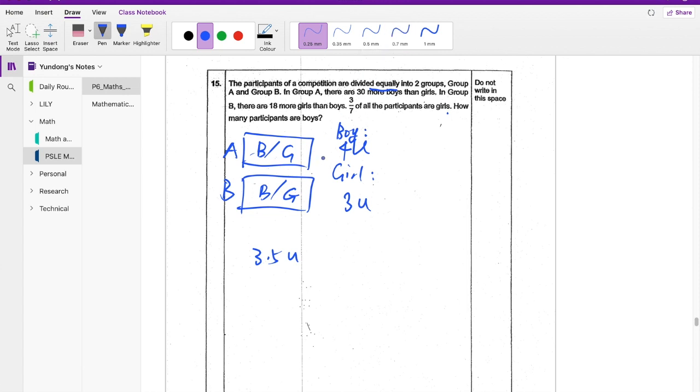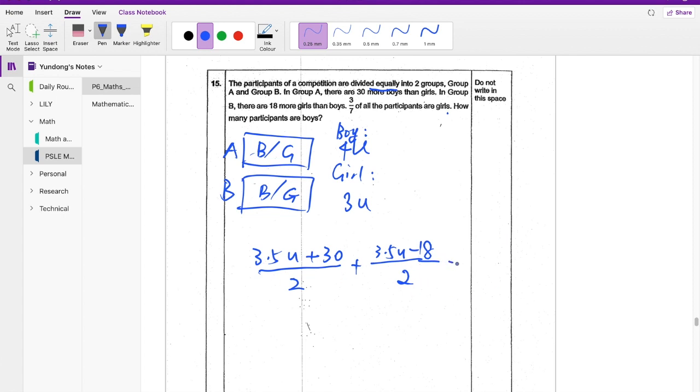Then we see where our equation is. He says in group A, there are 30 more boys than girls. So how many boys will be in group A? Group A total is 3.5U, and boys are 30 more than girls, so 3.5U plus 30, divided by 2. This is the boys in group A. For group B, also 3.5U, but here there are 18 more girls than boys. If I remove 18, it will be 2 times the boys, divided by 2. This is the number of boys.